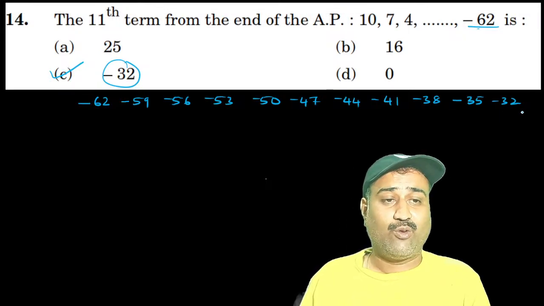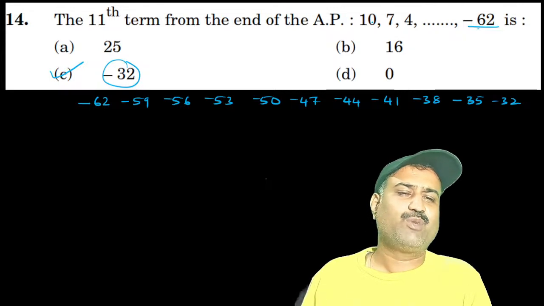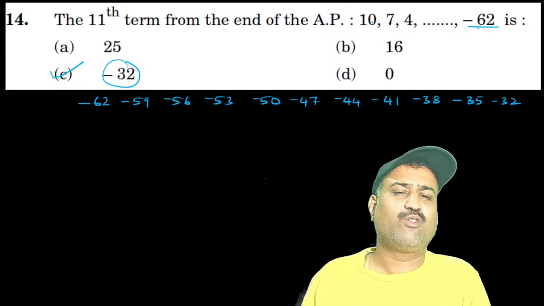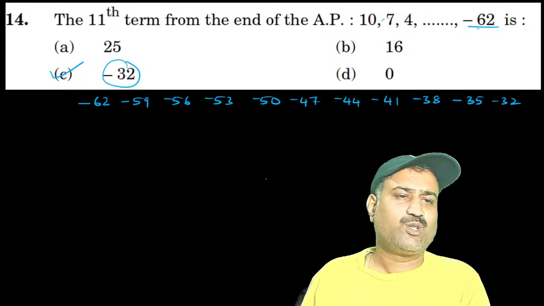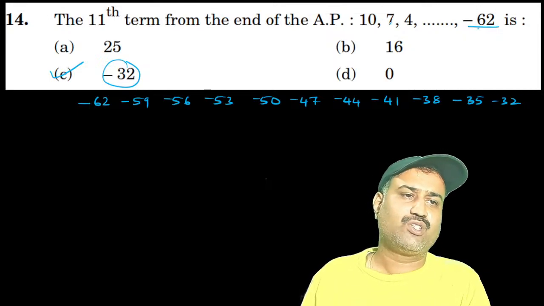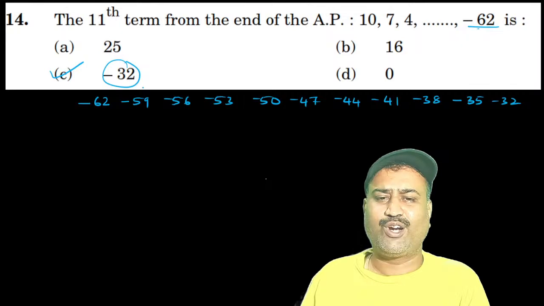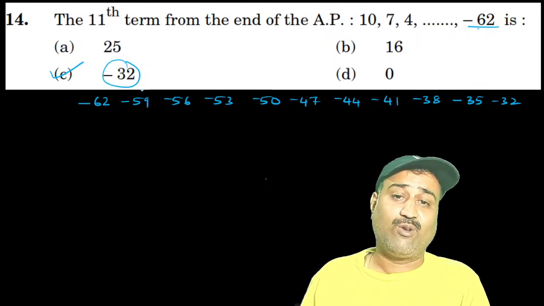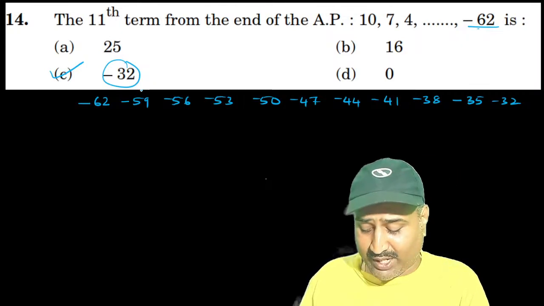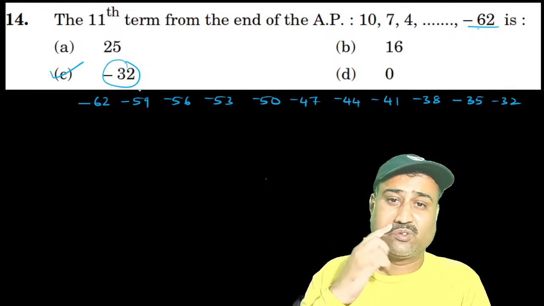Okay. Otherwise, we have to find using AP. See here, in the exam, they won't ask you what method used to find for MCQs, right? A is equal to 10 and D is equal to minus 3. We have to find number of terms. Then you have to find the 11th term from the last. But if you observe options, the answer is straightforward, minus 32. You will save a lot of time in the exam because time is very precious, right? Time is very precious in the exam, right? Okay, next question.